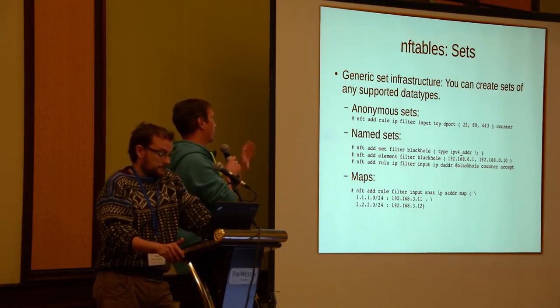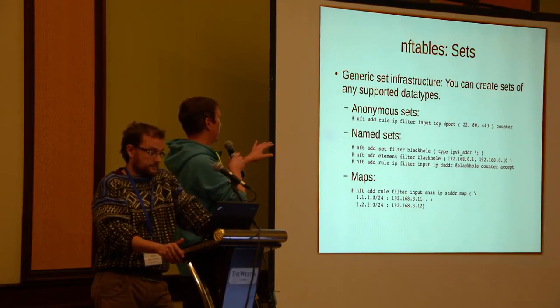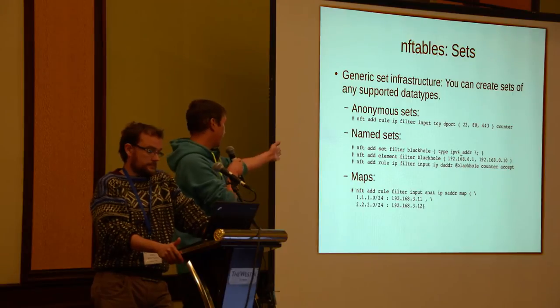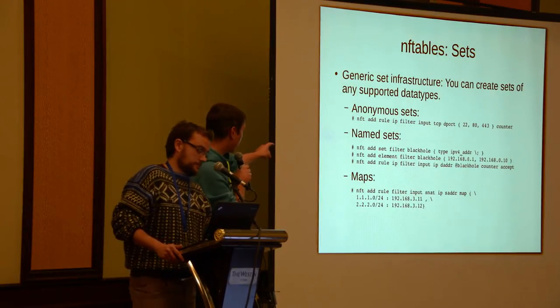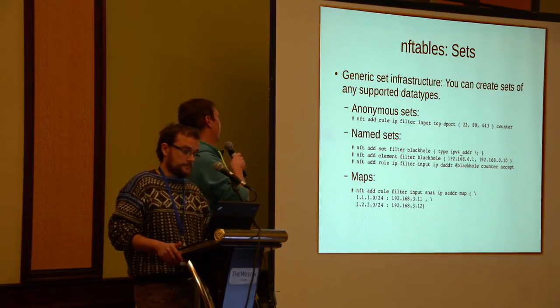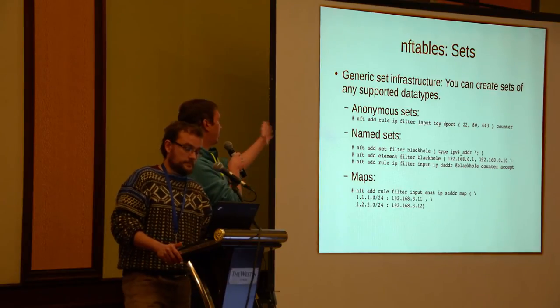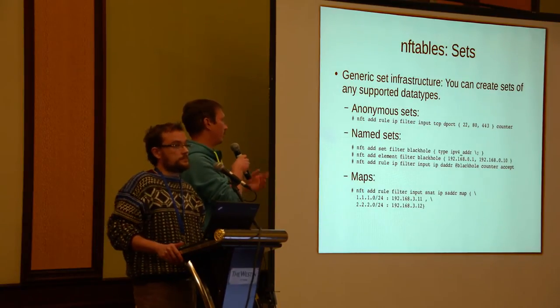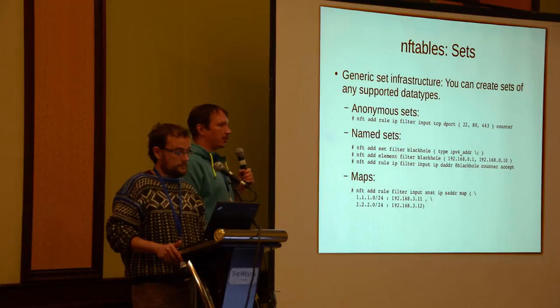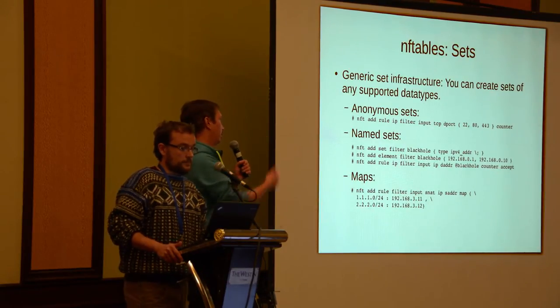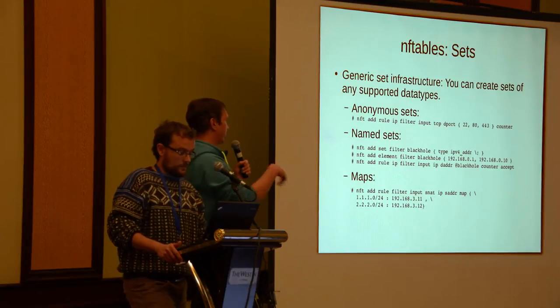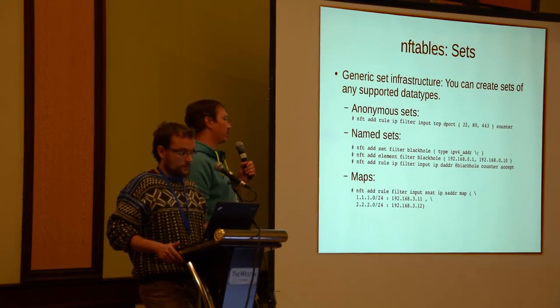The main difference is that one of them is managed sets, which have a name, the named sets, which you can see in the second example, and which can be updated later on after creation. The literal sets or anonymous sets are literal in the rule set, so they are within the rule and they cannot be changed after you created them. Obviously, you can just create another rule with different set contents.